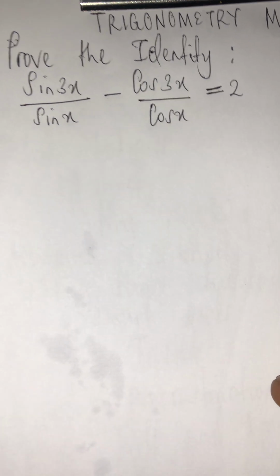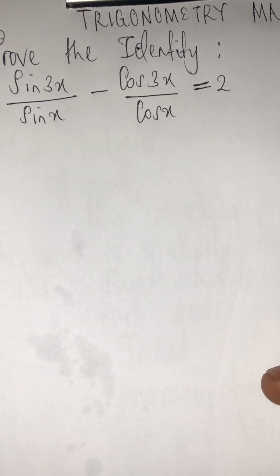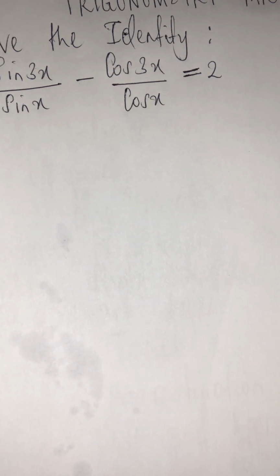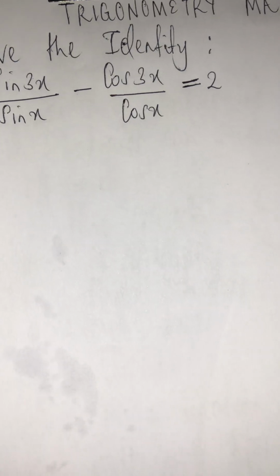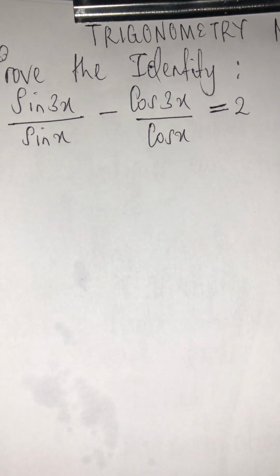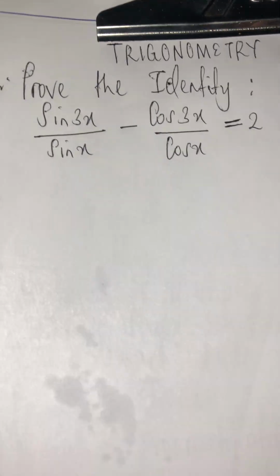Good everyone. So in this video we're going to solve identities on the topic trigonometry. I'm going to use a question which was asked in math 1120. The question was: prove the identity sin 3x over sin x minus cos 3x over cos x is equal to 2. So let's get into it.